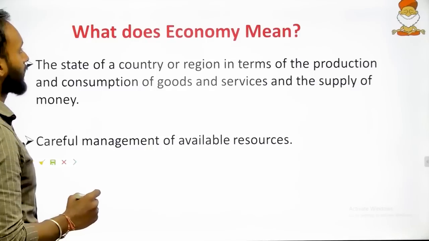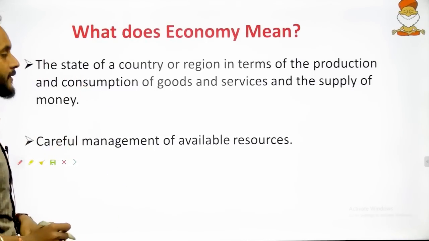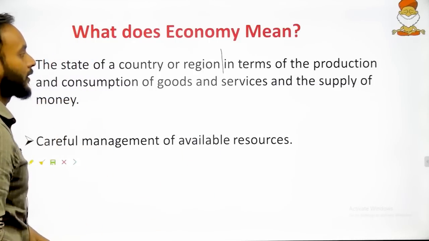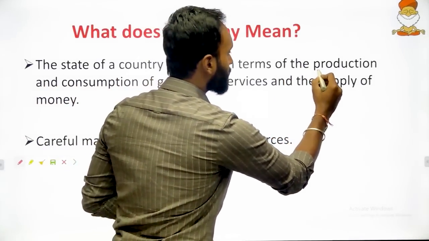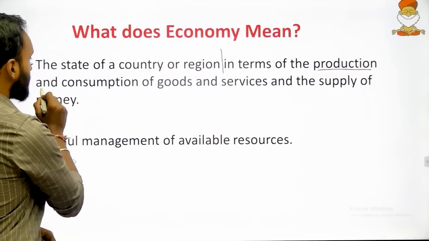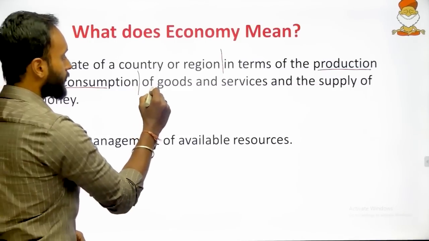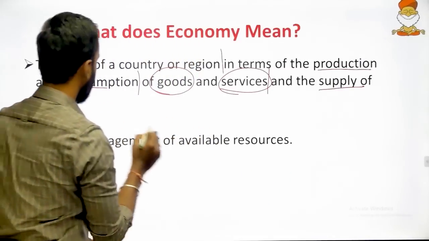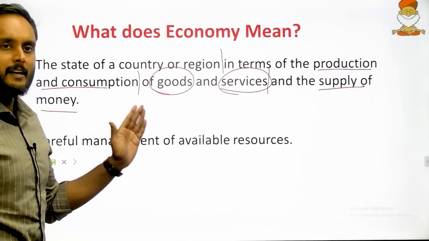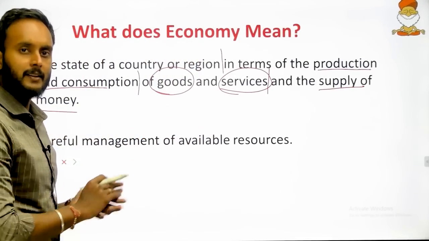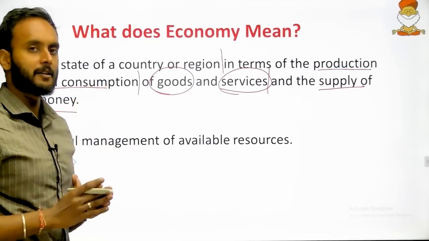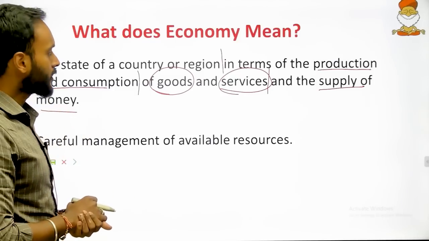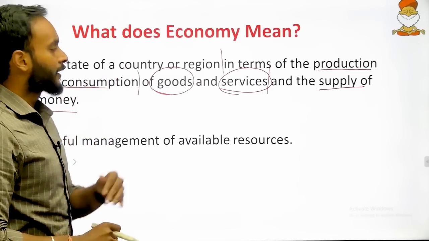So starting with what does economy mean, the first statement says that it is the state of a country or region in terms of its production and consumption, that's another segment, of goods and services and the supply of money. So this is the definition of what economy means. Let us pay attention to each segment of the definition and let us try to relate the definition to the Indian economy. Students, if you see here, it is the state of a country or region.